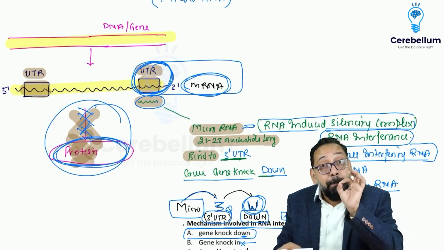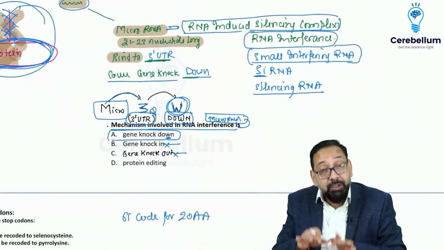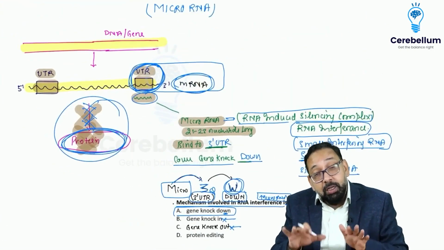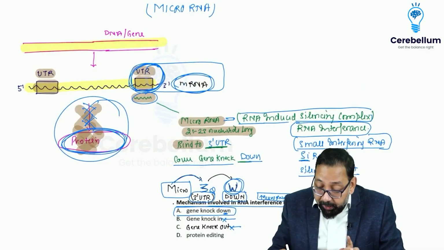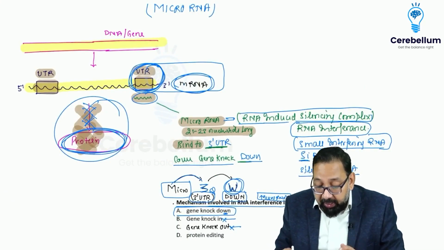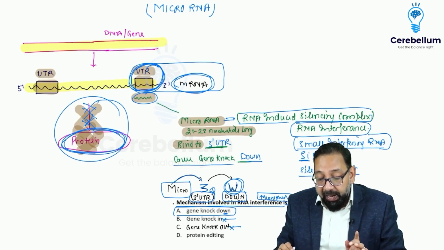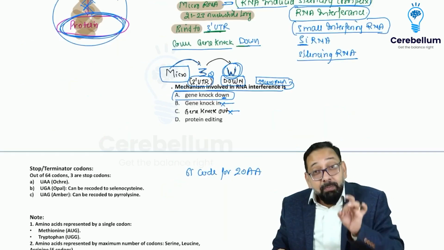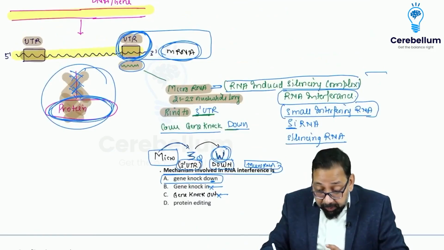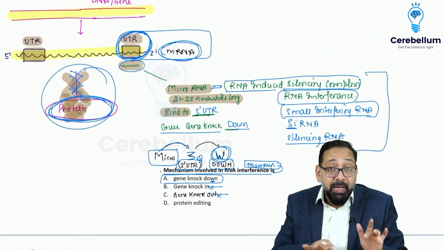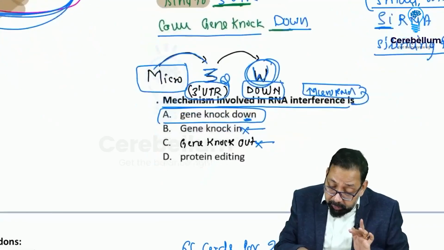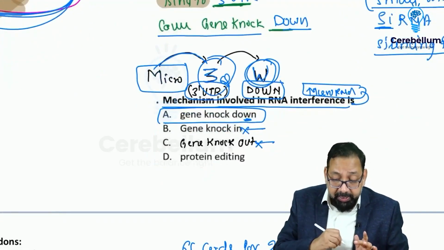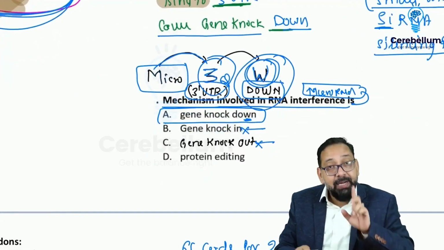So there are multiple names and the function is the same. Remember: microRNA, small interfering RNA, silencing RNA, siRNA, RNA-induced silencing complex, the concept is the same. A little bit of difference is there in their origin, but the concept is the same. Question: 3' untranslated region, gene knockdown, a recently asked question.